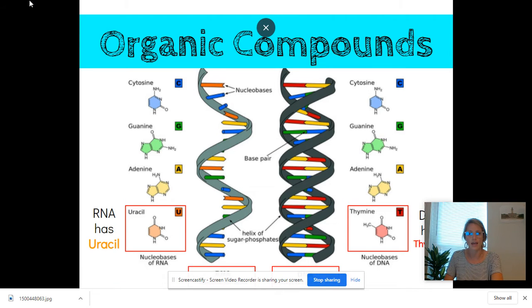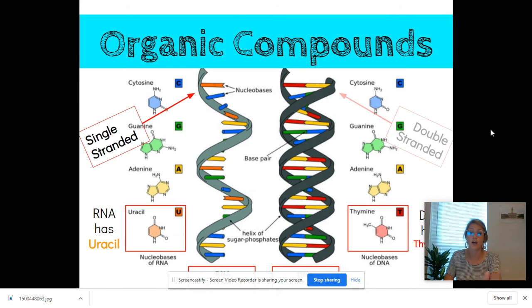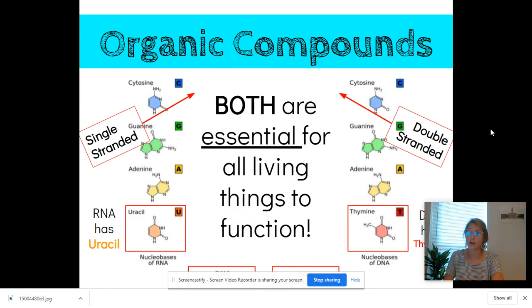So again, a couple differences. DNA is double-stranded and contains the nitrogen bases C, G, A, and T. RNA is single-stranded and contains the nitrogen bases C, G, A, and U. All right. Again, RNA is single-stranded, DNA is double-stranded. And both RNA, which stands for ribonucleic acid, and DNA, deoxyribonucleic acid, are both essential for all living things.